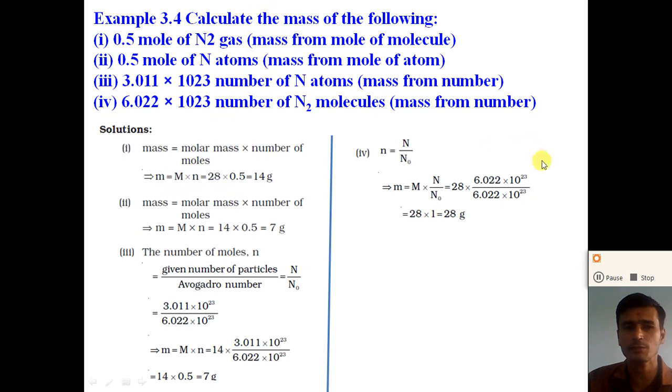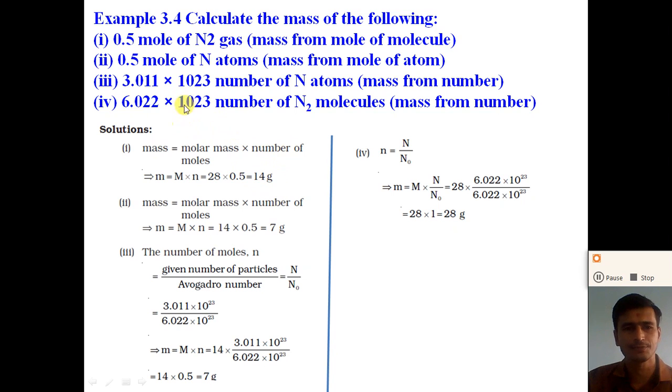So what is the molar mass of nitrogen? The atomic mass of nitrogen is 14. So the molar mass of the N2 molecule is 2 into 14, that is 28. So the molar mass of N2 is 28 into the number of moles given to you, 0.5, and we get 14 gram. So from the mole of molecules, the mass of 0.5 mole of N2 gas is 14 gram.